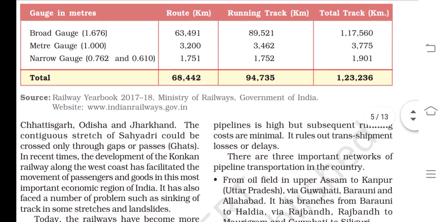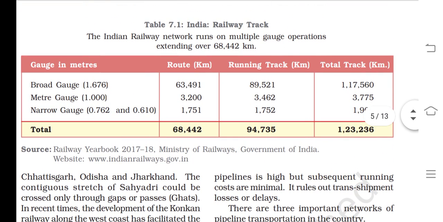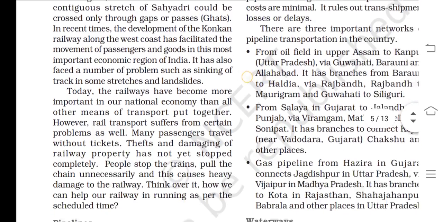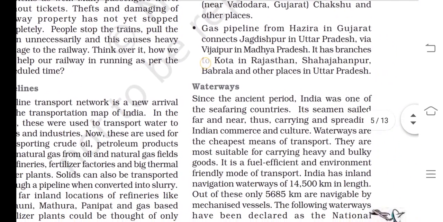Now in railways, the Indian railway network runs on multiple gauge operation extending over 68,442 kilometers. Here we have gauges also. There are three types of gauges given: broad gauge, meter gauge and narrow gauge. Route length, running track and total track are also given. This is not much more important, but just remember that there are three types of gauges: broad gauge, meter gauge and narrow gauge.